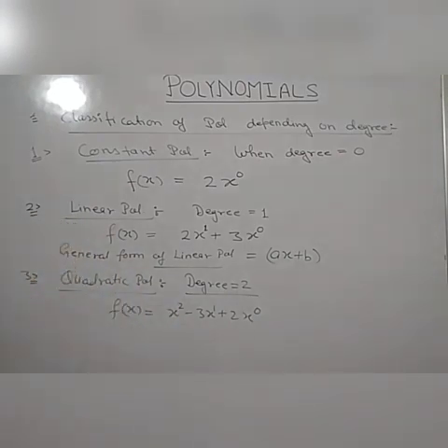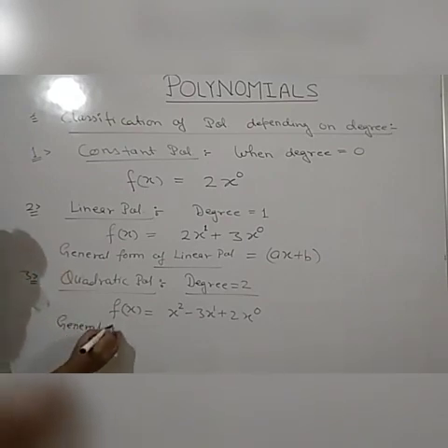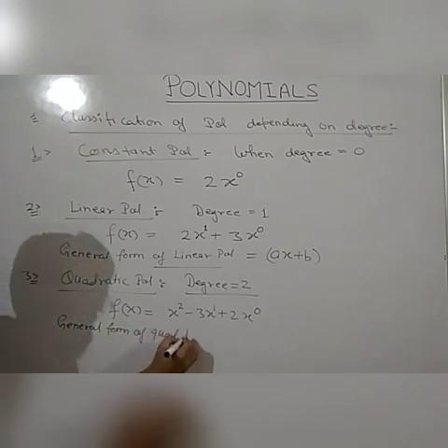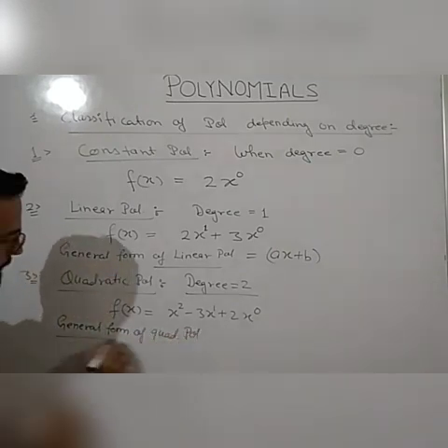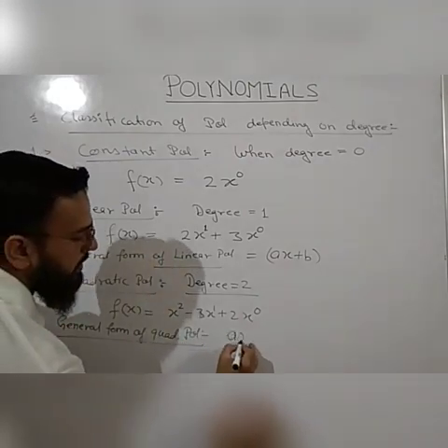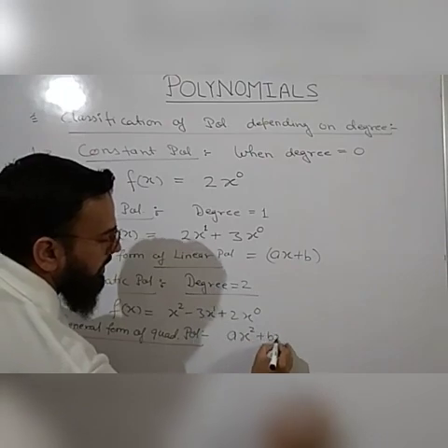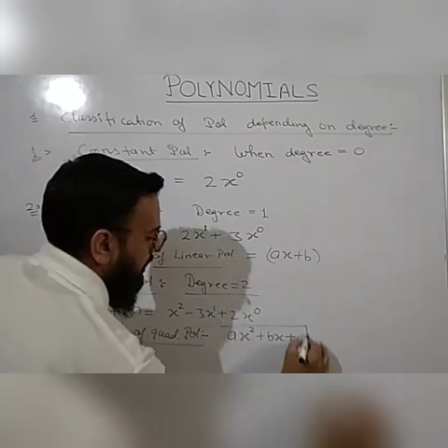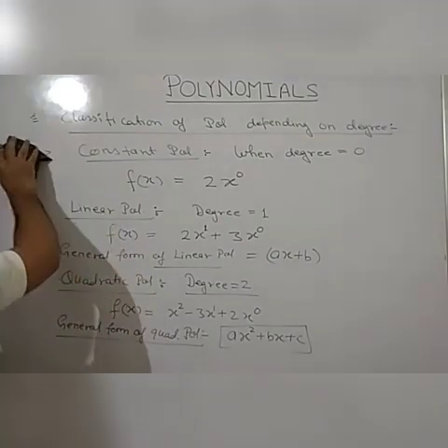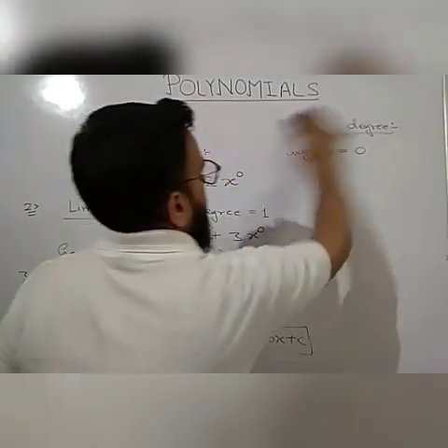And what is the general form of quadratic polynomial? You have to remember that also. The general form of quadratic polynomial is written as ax square plus bx plus c. It is the general form of quadratic polynomial. Okay. Now next is the fourth type.